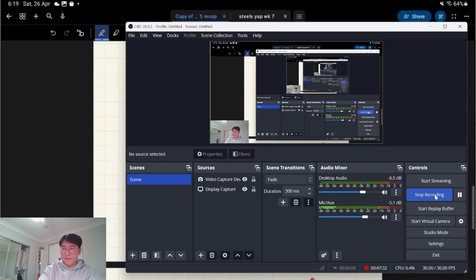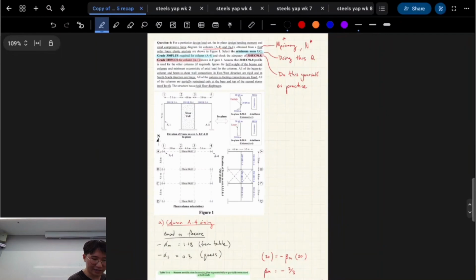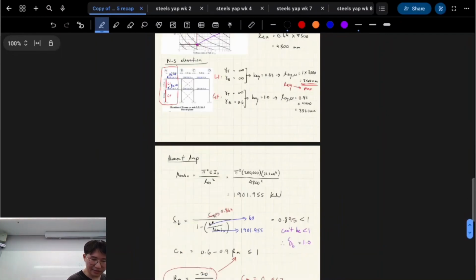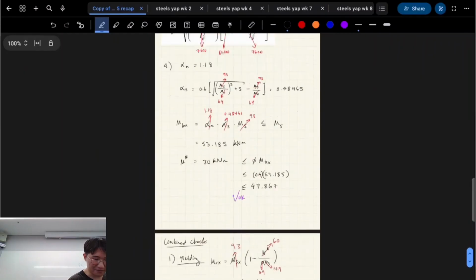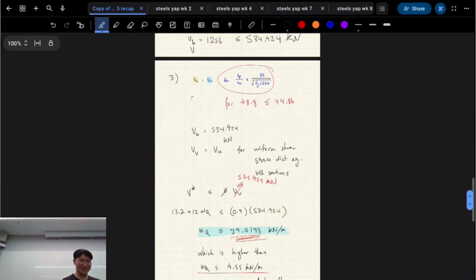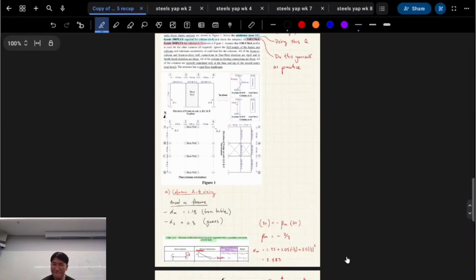Thank you. I did also give you a beam column question to look at as well if you'd like. And yeah, that's got gamma method, moment amp, combined checks. Have fun. All right, thank you guys.